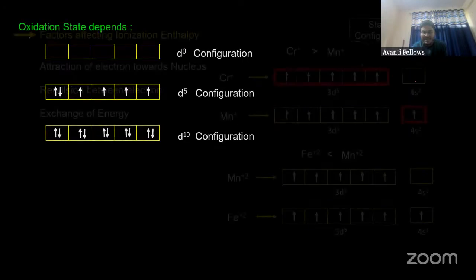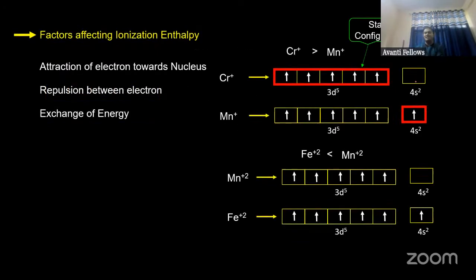So we can say that in plus 2, Mn shows more ionization enthalpy, but in plus 1, chromium shows more ionization enthalpy compared to manganese. So this thing you need to remember and you need to write before you predict the ionization enthalpy, कि कौन ज्यादा शो कर रहा है कौन कम शो कर रहा है.